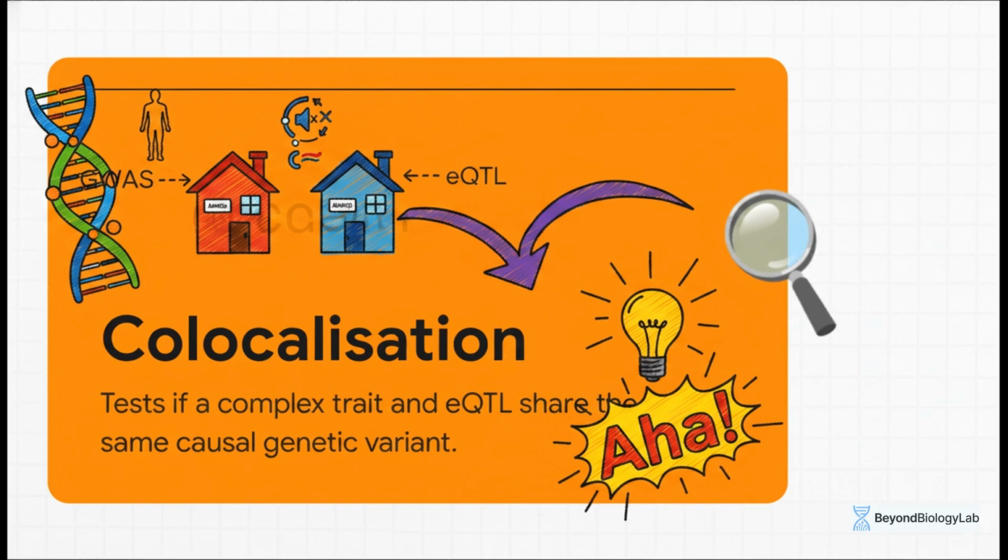Colocalization is a super rigorous statistical method that tests whether the disease variant and the eQTL variant live at the exact same molecular address. If they share the exact same causal genetic variant, we can confidently say, aha, this genetic variant causes the disease by changing the volume of this specific gene. It basically nominates our target.